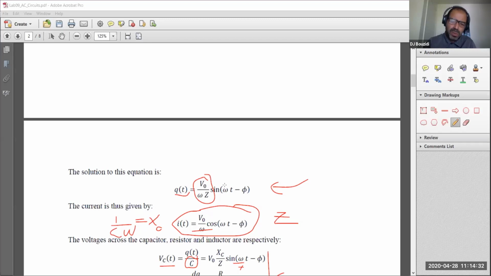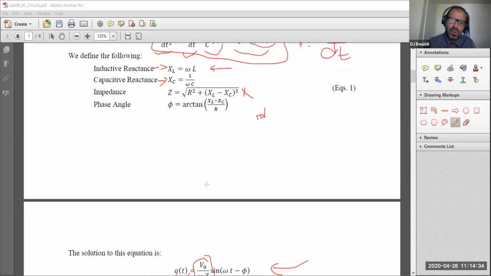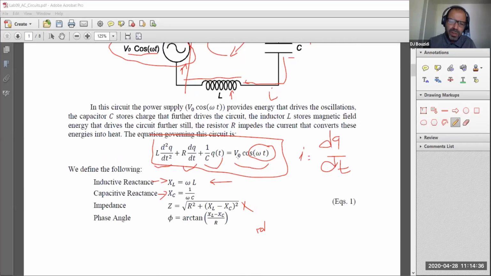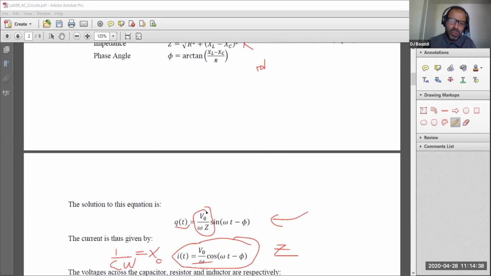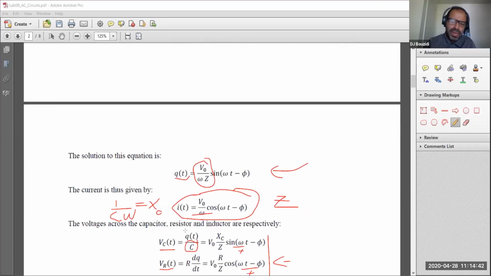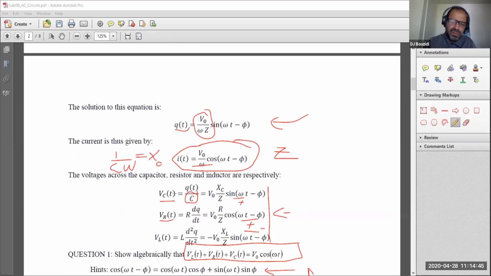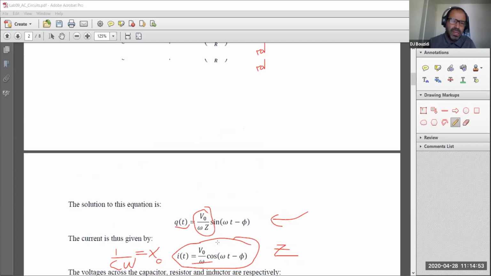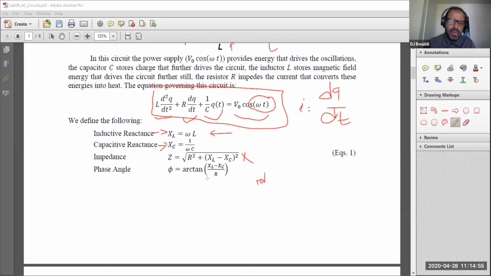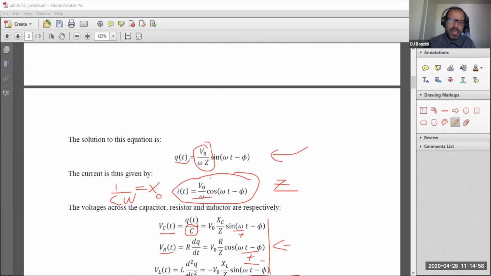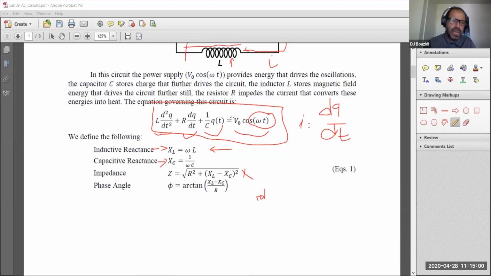Why do I say it's a special solution? Because if I put V naught equal to 0, this solution goes away because Q of t becomes 0 and I of t becomes 0, and the derivatives become 0. All of them are dependent on that V naught. So if you kill the power source in here, there is no solution. So this differential equation definitely has a solution, and that is what I'm talking about in terms of transient.